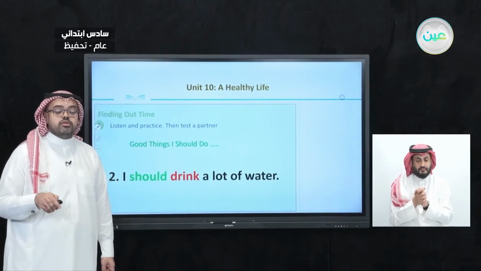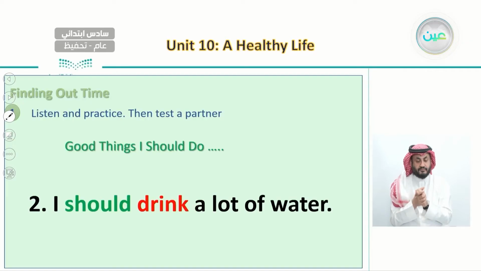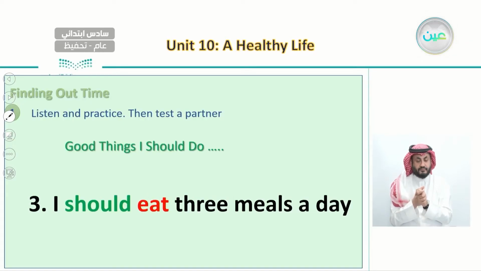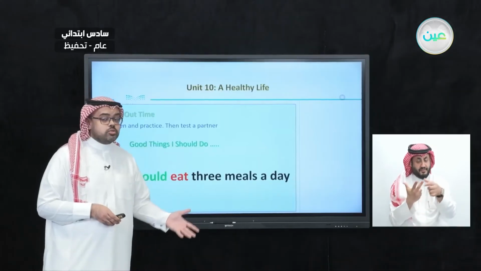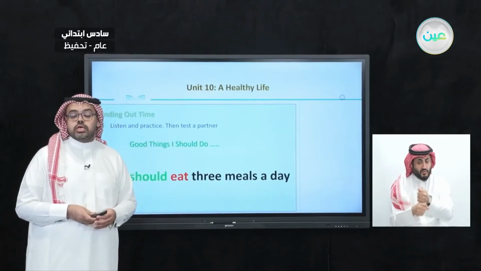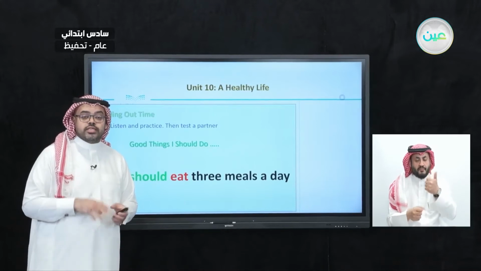Now let's listen to the third thing. So number 3 of the good things I should do. Number 3 is I should eat 3 meals a day. Now, the third thing of the good things that we should do is to eat 3 meals a day.